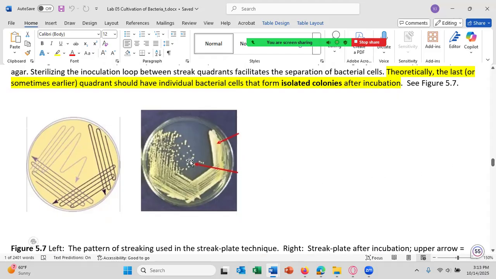Anyways, this isolated colony is not a pure culture yet. So what you want to do is take from an isolated colony here and then streak it on a fresh plate for colony isolations. Then take an isolated colony on your second plate and set up your pure culture.